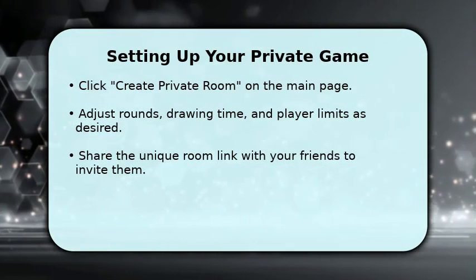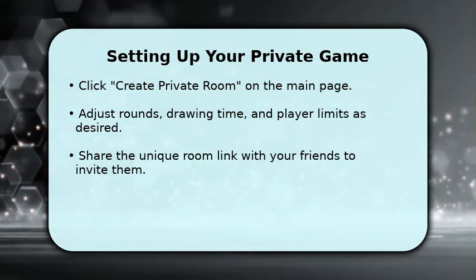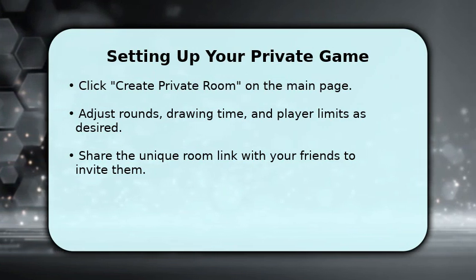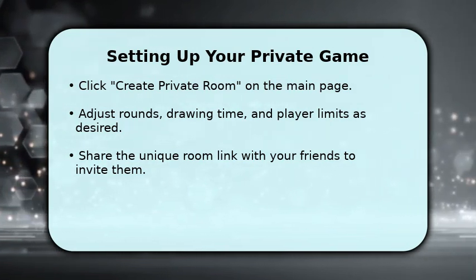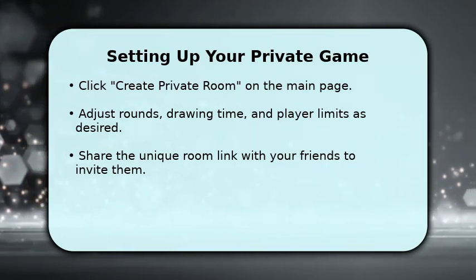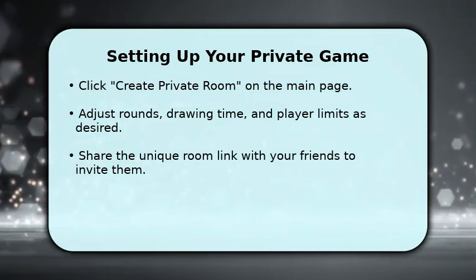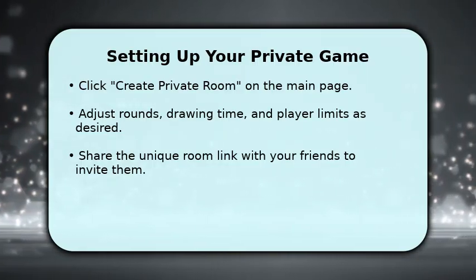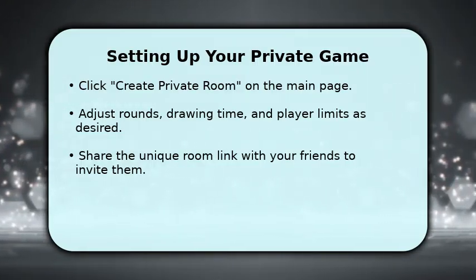Once on the Skribbl.io homepage, look for the Create Private Room button. After clicking it, you can customize various game settings. You might want to adjust the number of rounds, the drawing time, or even the maximum number of players. The game will then generate a unique link. Simply copy and share this link with your friends so they can join your private session.